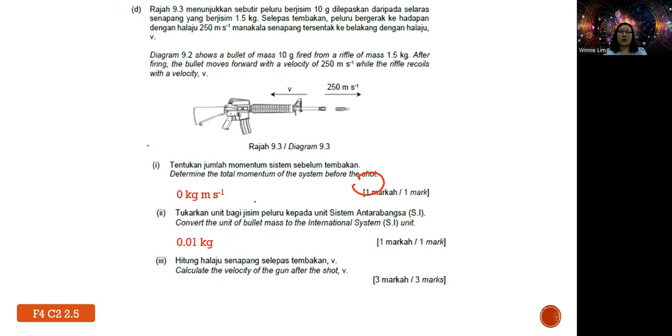Then next, change the unit from 10 gram to SI unit. So the SI unit is kilogram. How do you change gram to kg? You divide by 1,000. Lastly, how do you calculate part 3?